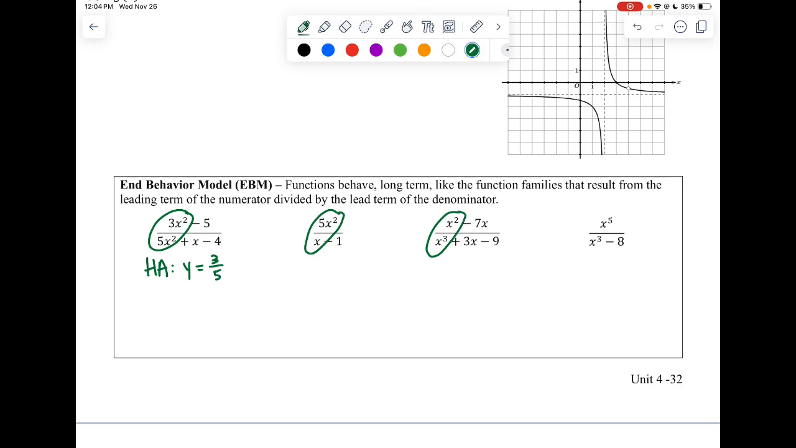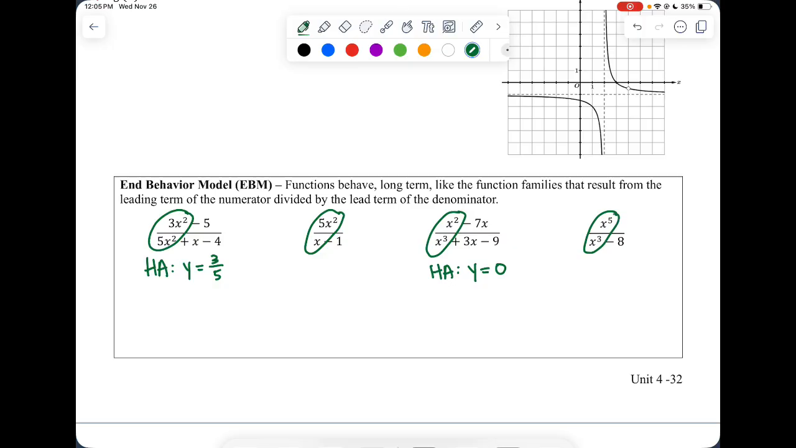Okay, for my third one, I see that my denominator's lead term is larger than my numerator's. And when I'm saying that, I'm talking about the degree. So that means that we do have a horizontal asymptote, but our horizontal asymptote is y equals 0. And then for our last one, again, the degree of my numerator is higher than the degree of my denominator, so I don't have a horizontal asymptote, I have something else, okay?